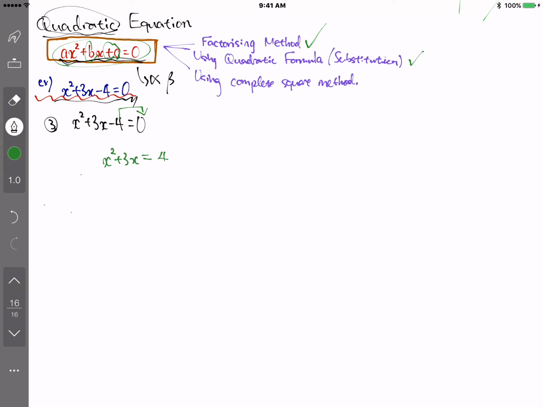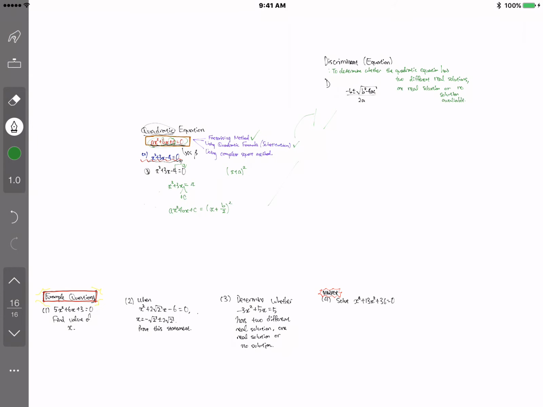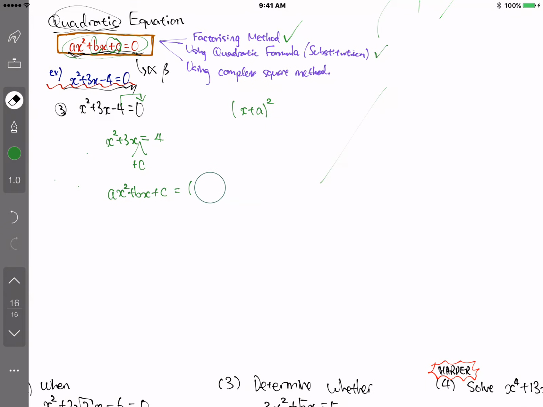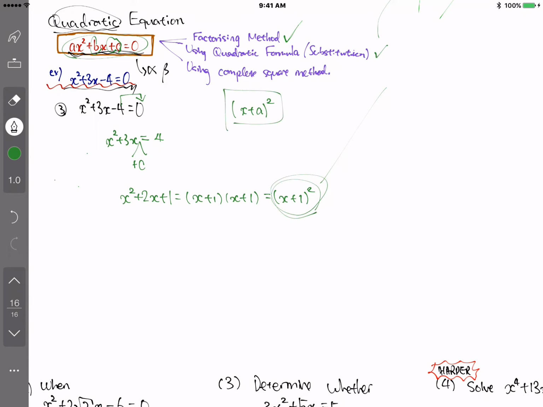So what I meant by that is this: there should be something, let's just say it's plus c, so that it factorizes into something looking like x plus a, squared. Let's say there's something looking like ax squared plus bx plus c. Actually, let's say x squared plus 2x plus 1. This turns into x plus 1 times x plus 1, which eventually means x plus 1 squared. And this is what I meant by complete square form.